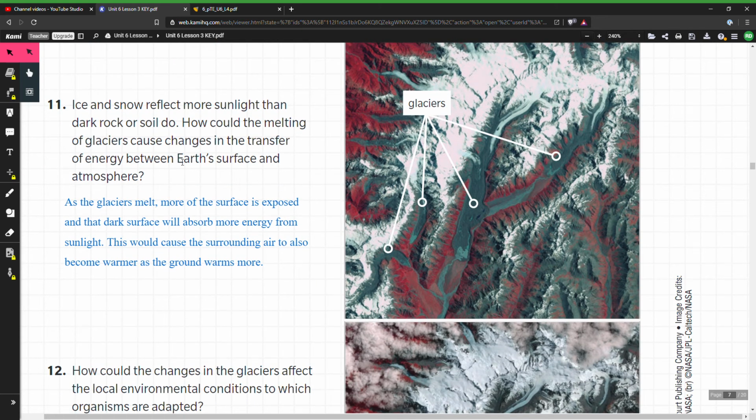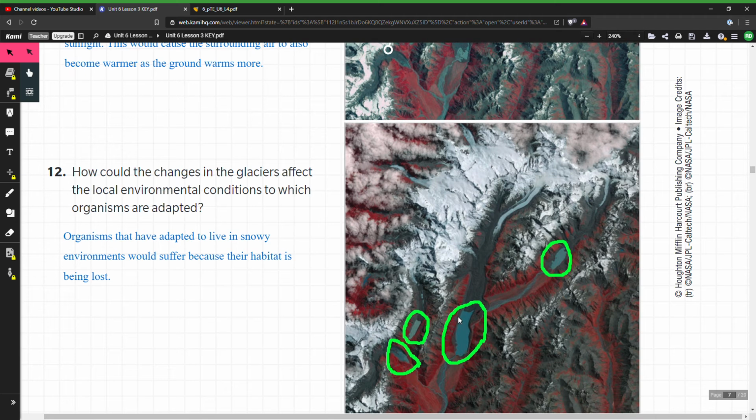How does the melting of the glacier change the transfer of the energy between the surface and the atmosphere? And what I said is, when the glaciers melt, they are revealing more land and water than before, and so it's going to absorb more sunlight, and it's going to make them melt even faster.